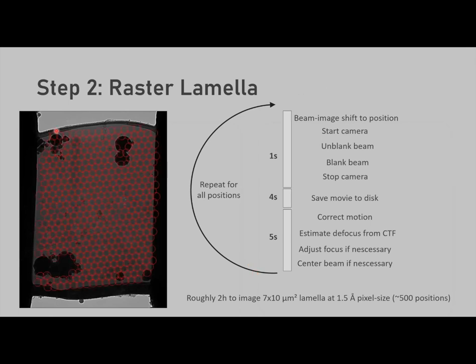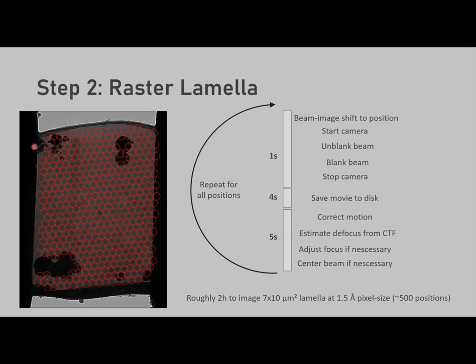We lay out an even grid of imaging positions on the lamella that will expose every area. Then we make the microscope go through a cycle, beam image shift. In order to image these, we will not move the stage, but instead use the beam image shift of the microscope to very quickly direct it to take an image there. So we beam image shift there, take the image, save the image, and then use the Thon rings to estimate the defocus at that location. And if that is off from the defocus we desire, we will adjust the focus.